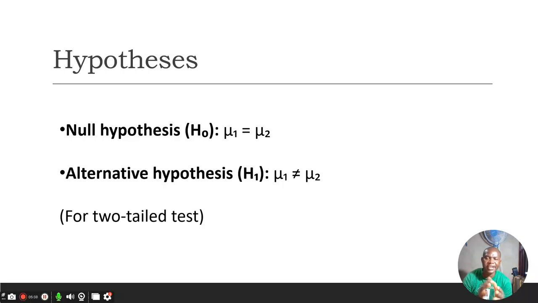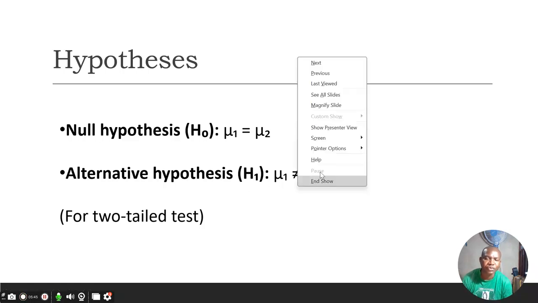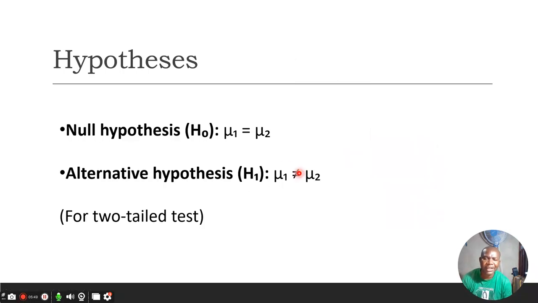In this case, we have mean 1 is not equal to mean 2. That is the statement of the alternative hypothesis here. But what if we have mean 1 is greater than mean 2? In that case, it makes it a one-tailed test. But when you say not equal to, it's a two-tailed test.